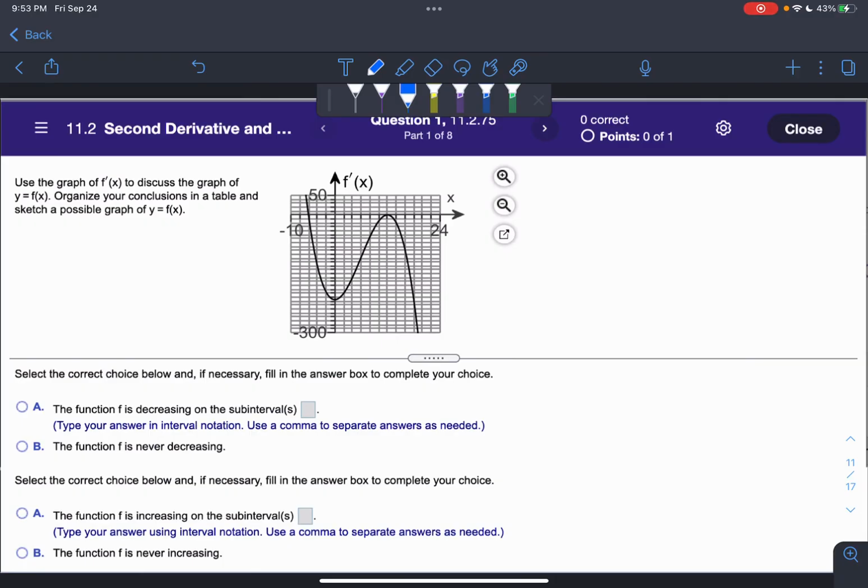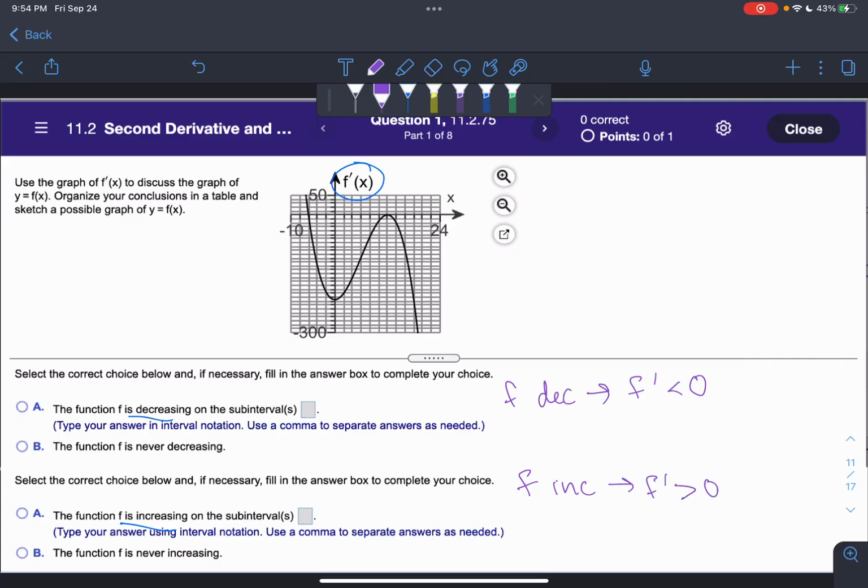Alrighty, so here we want to use a graph. Now this is f prime, so this is our first derivative. And we want to look at where f is decreasing and where f is increasing first. When f is decreasing, what does this mean for our f prime? Well, this means that our f prime is going to be negative, or less than 0. And when f is increasing, that means my f prime is going to be positive.